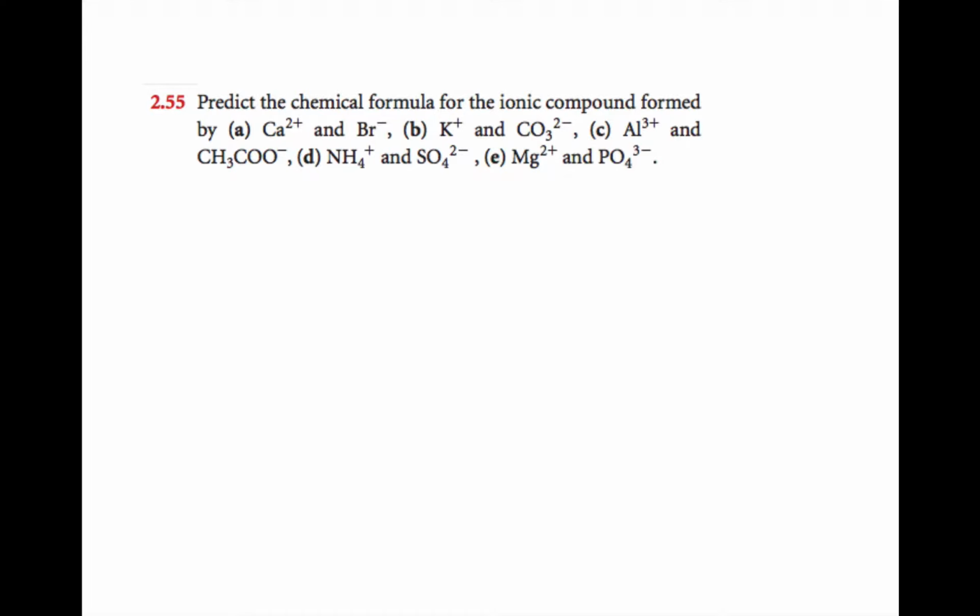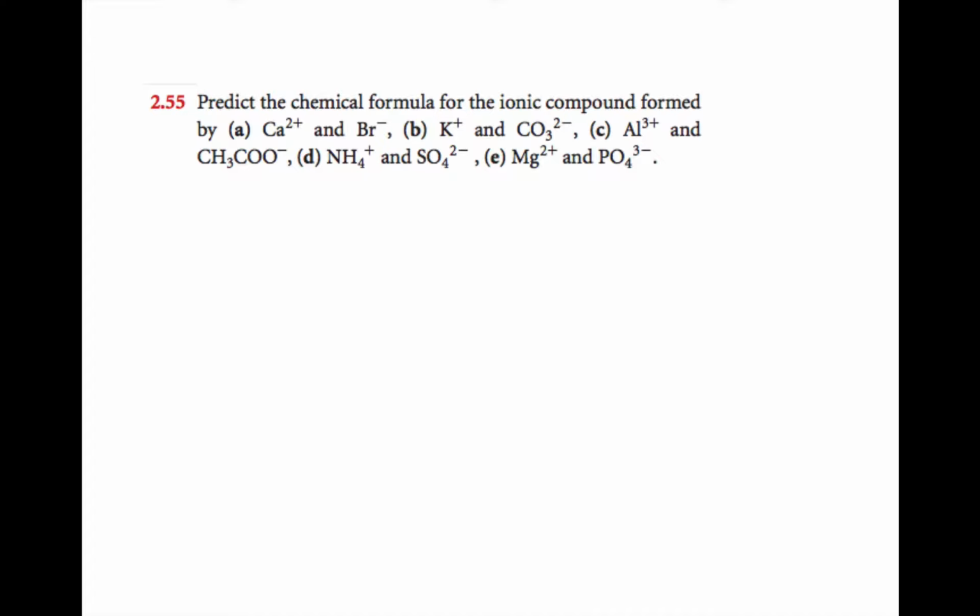Predict the chemical formula for the ionic compound formed by calcium plus 2 ions and bromide ions, potassium ions and carbonate ions, aluminum ions and acetate ions, and so on. When we're making formulas, the rule is the number of negative charges has to equal the number of positive charges to get a neutral compound.